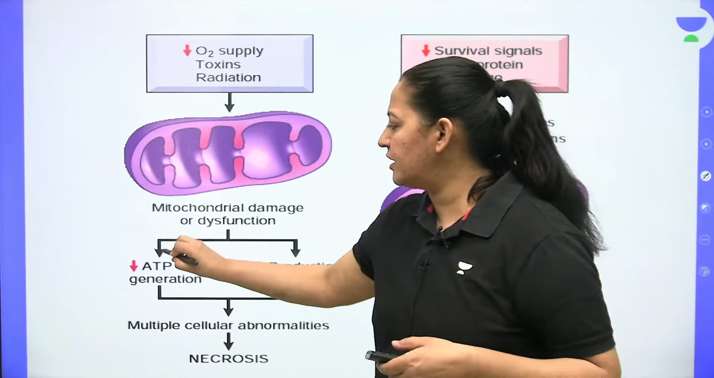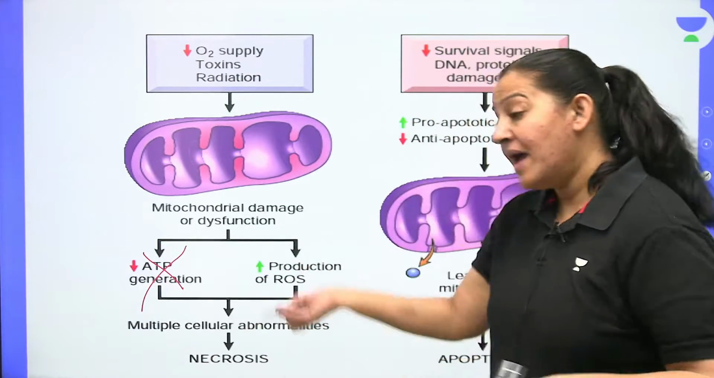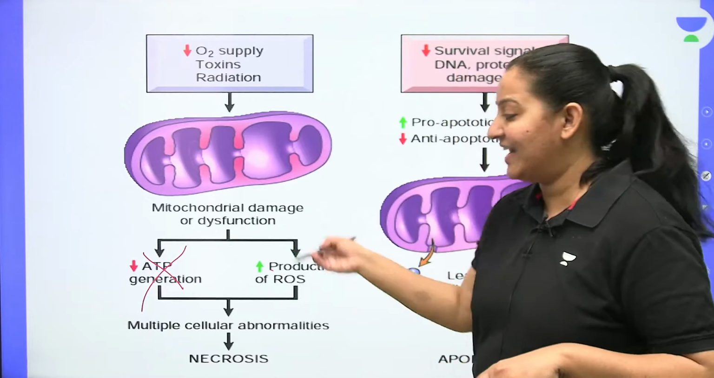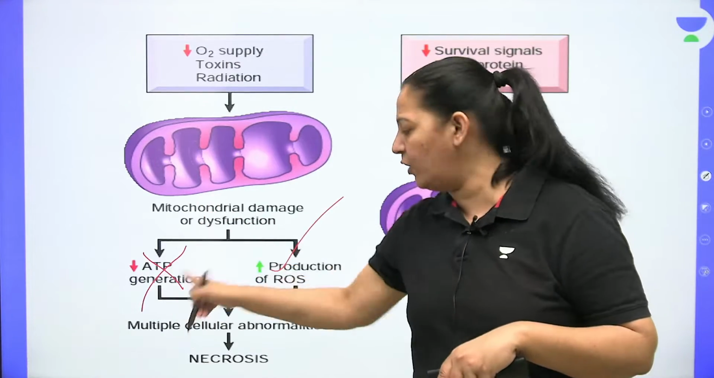So normal oxidative phosphorylation does not take place, so ATP will not form. Abnormal will take place, so ROS will form. ATP नहीं बनेगा और ROS बनेगा क्योंकि normal नहीं हो रहा है, abnormal हो रहा है.